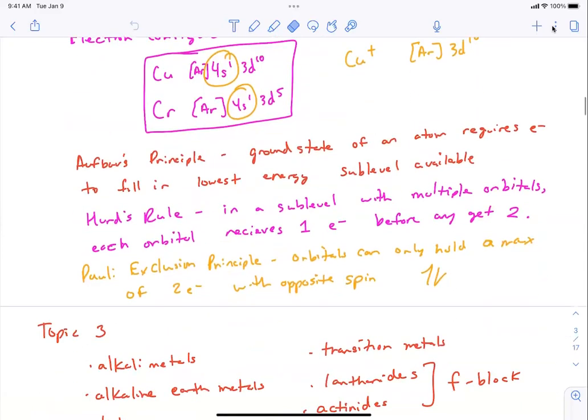You do need to know the Aufbau principle, Hund's rule, and Pauli exclusion principle. Aufbau's principle is that in the ground state of an atom, electrons fill the lowest energy sublevel possible. And Hund's rule says that if you have multiple orbitals in a sublevel, each orbital gets 1 electron before any of them get 2, to minimize repulsion. And then Pauli exclusion principle states that every orbital can only hold 2 electrons of opposite spin.